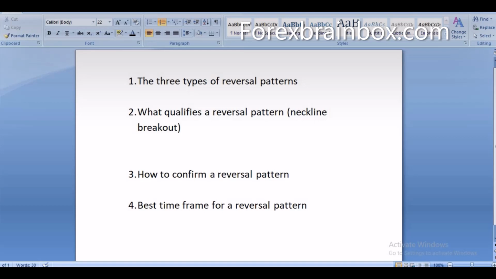Number 3, how to confirm a reversal pattern, is probably basically the same thing, but I put it there anyway. Number 4 is the best time frame for a reversal pattern. So let us go.